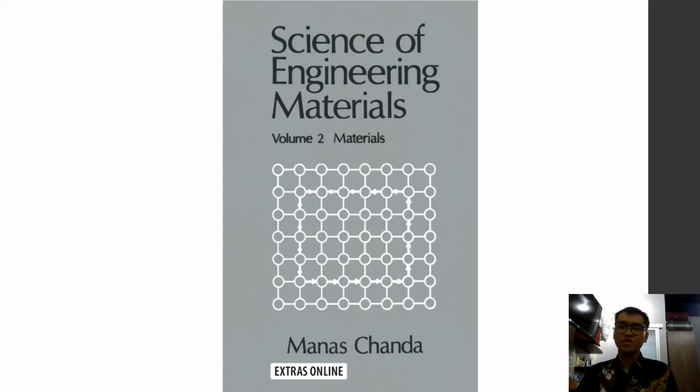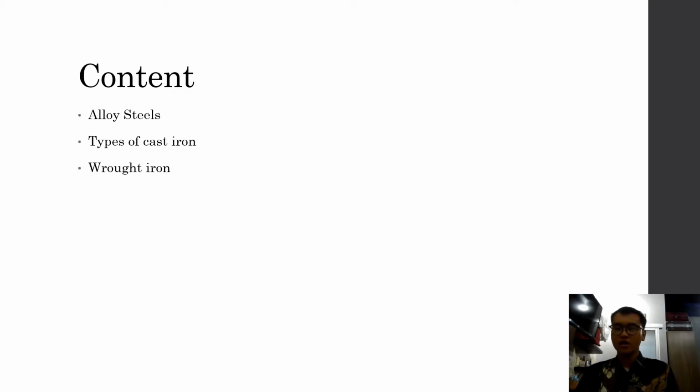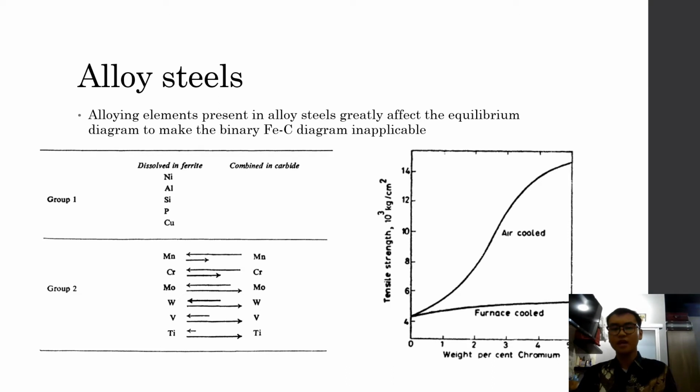All the materials used in this presentation were taken directly from the book entitled Science of Engineering Materials Volume 2 by Manas Chanda. The content that will be discussed in this presentation is alloy steels, types of cast irons, and wrought iron. The first one is alloy steels.